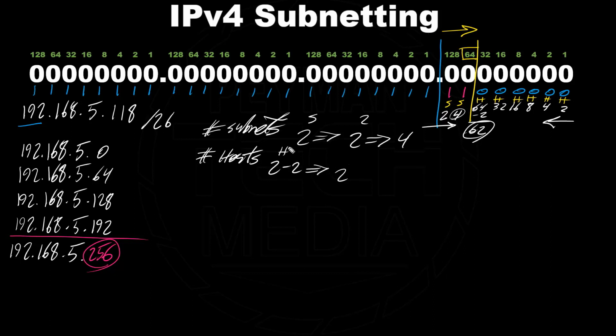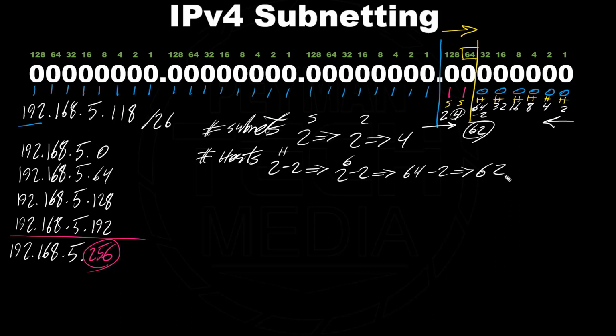So 2 to the power of host bits minus 2. And we have 6 host bits, zeros representing the host bits. 2 to the power of 6 minus 2, which is 64 minus 2, and it is 62.